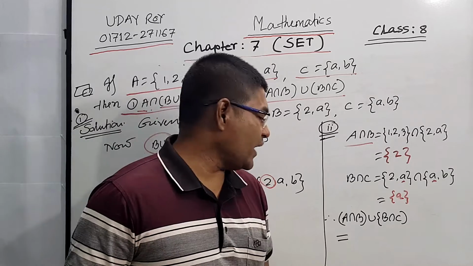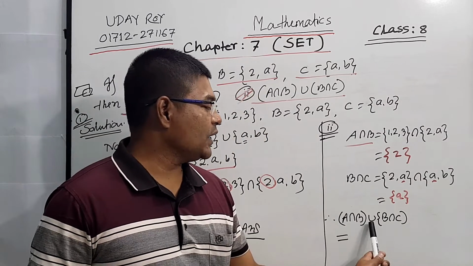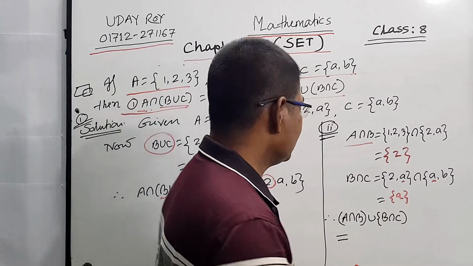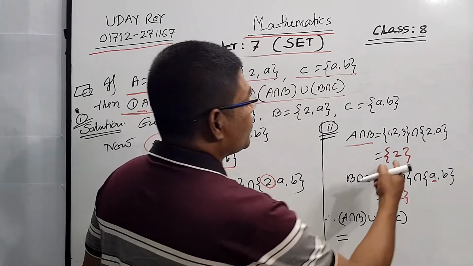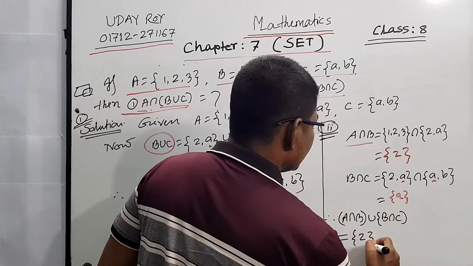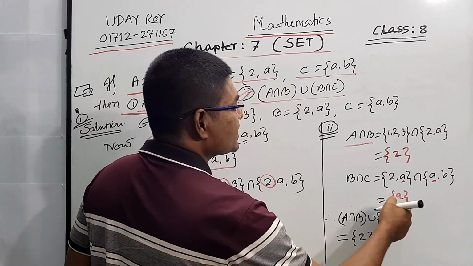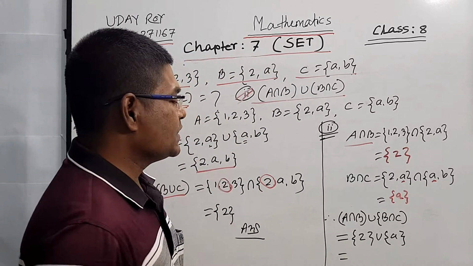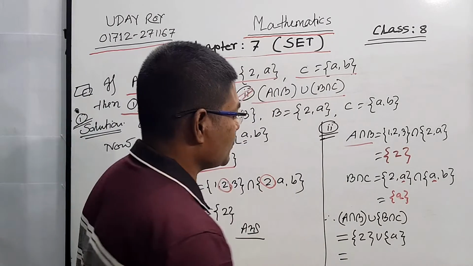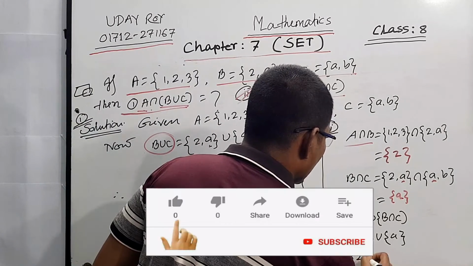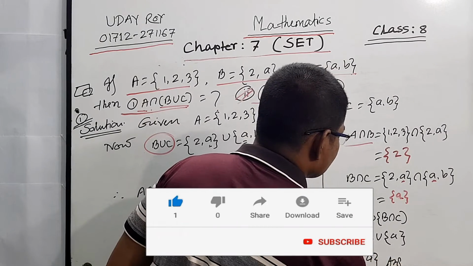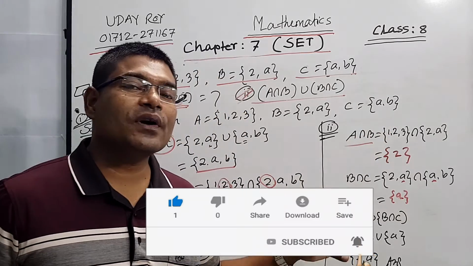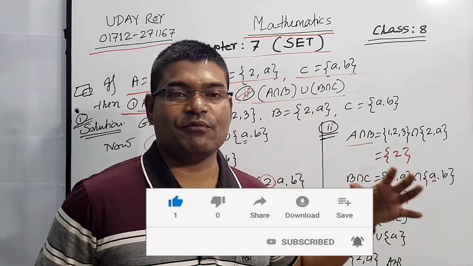Now you have to find out A intersection B union B intersection of C. For A intersection B, we have got 2, and for B intersection C, we have got a. So union means common and uncommon. So we get 2, a. This is the answer. So we have learned union and intersection type maths today.